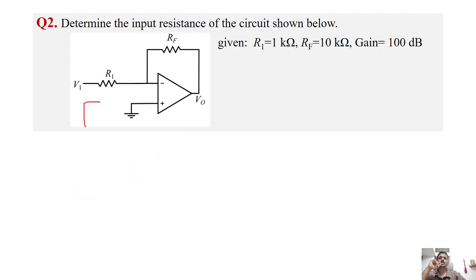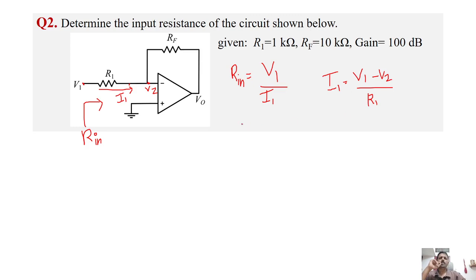Since there are no capacitor or inductive components, we will call it input resistance Rin. So Rin will be equal to V1 by I1, where I1 is the current through R1. Since the circuit is non-ideal, and we have assumed the voltage here is V2, I1 is equal to the voltage across this resistance, that is V1 minus V2, divided by the resistance R1.